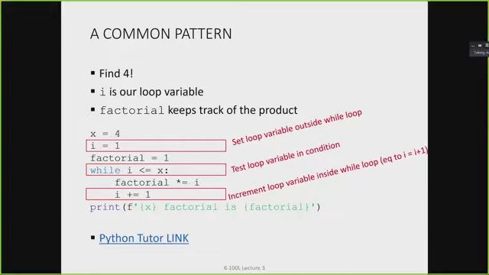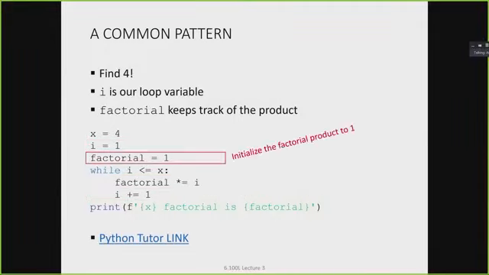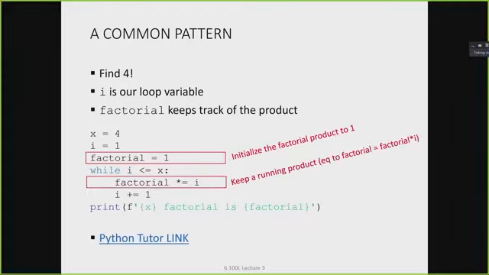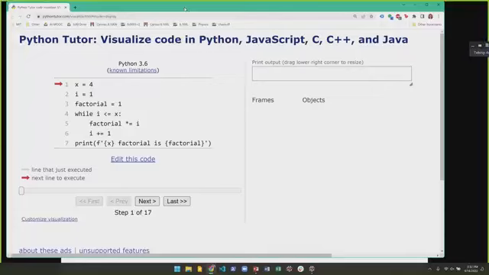The rest of the code, x is equal to 4, just sets the thing I want to get the factorial of. And this factorial variable is kind of my running product. So it's the thing that I'm going to keep multiplying to figure out what the factorial is. So here I'm initializing it to 1, and inside the loop, I'm multiplying it by my loop variable every time. So I'm not going to do a memory diagram for this example, but I will do the Python tutor.